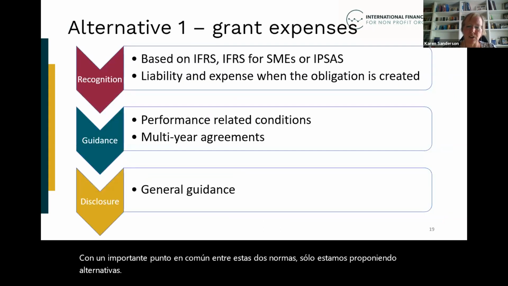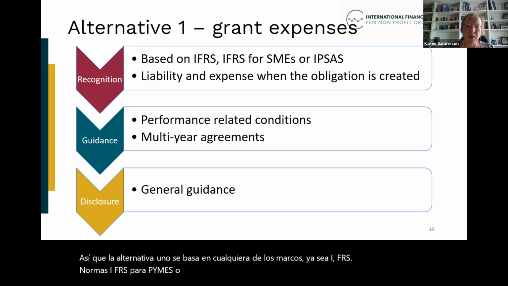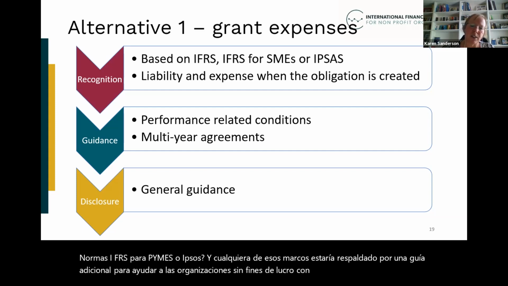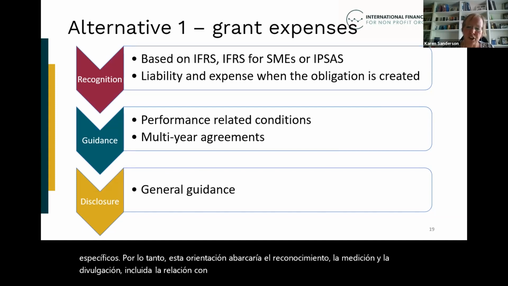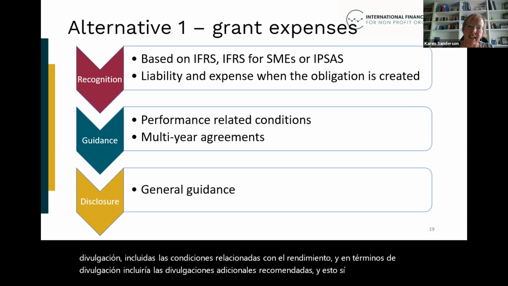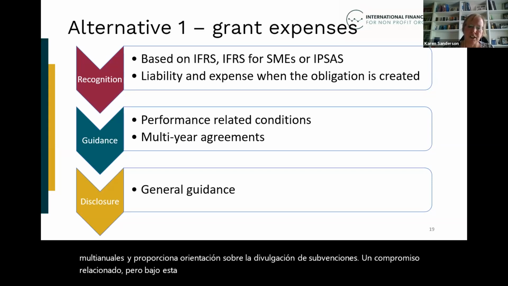So alternative one is based on either of the frameworks, either IFRS core standards, IFRS for SMEs, or IPSAS. And any of those frameworks would be supported by additional guidance to assist non-profit organisations with their specific issues. So this guidance would cover recognition, measurement, and disclosure, including performance-related conditions. And in terms of disclosures, it would include recommended additional disclosures. And this would include recognising a liability and expense for a grant when an obligation has been created, providing additional guidance on performance-related conditions, providing additional guidance on multi-year grants, and providing guidance on disclosure of grants and related commitments.